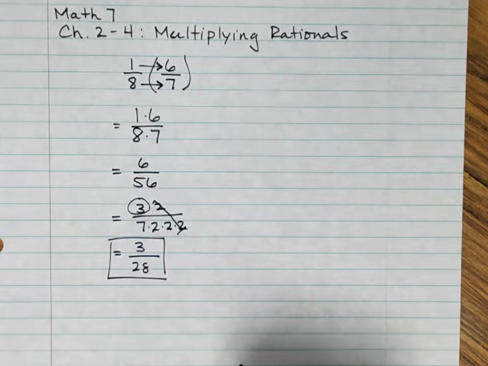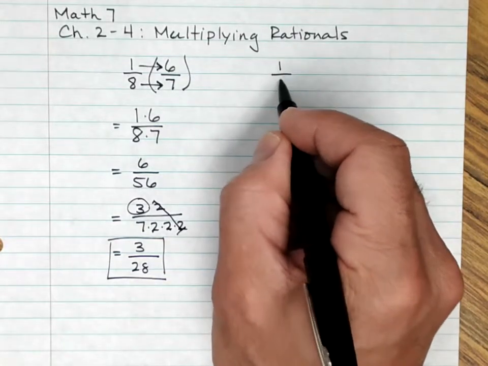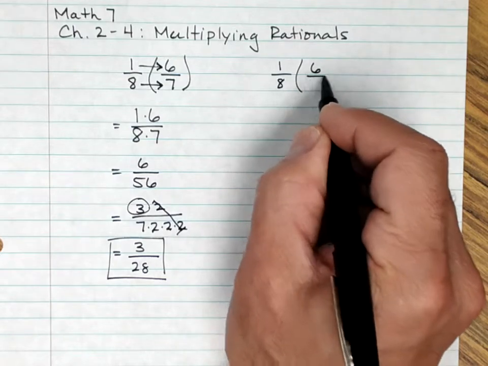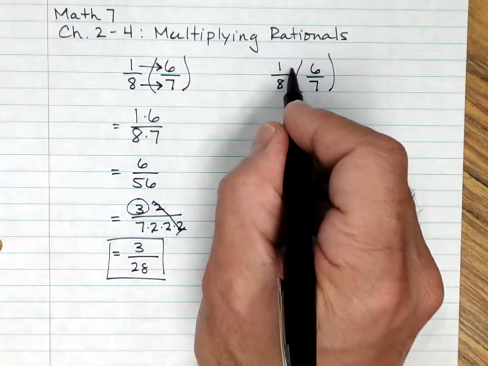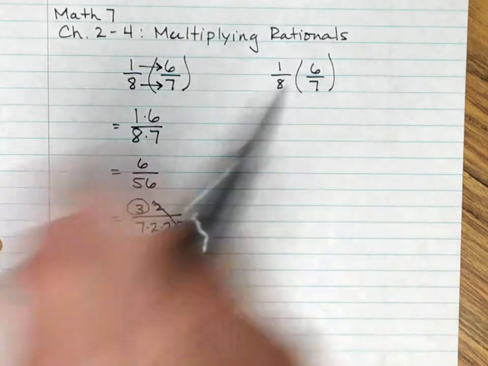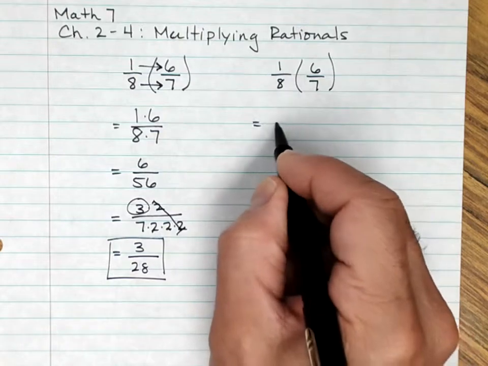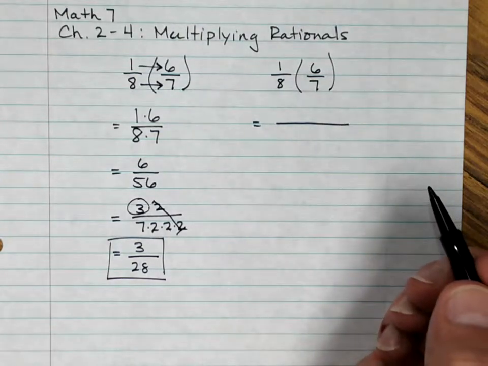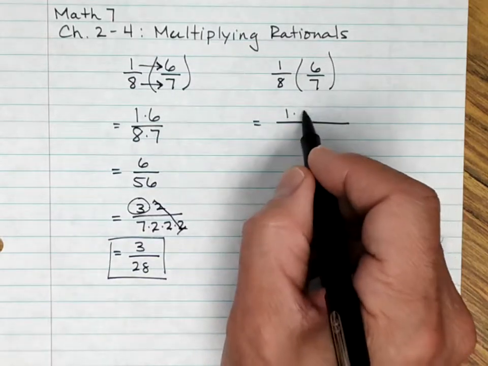This is a pretty traditional approach. What I like to do, personally, is I'll take this exact same expression. And what I do is, instead of multiplying numerators and denominators, I will immediately factor all the numerators. So 1 is, well, just 1. 6 is 3 times 2.